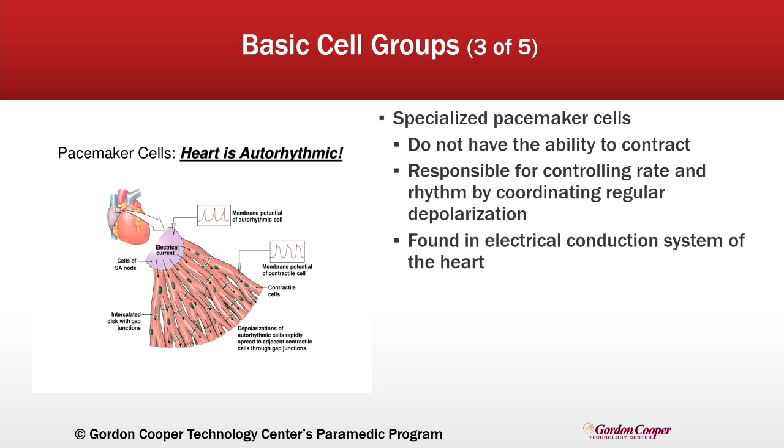Now the location in the heart: these pacemaker cells are located in the heart's electrical conduction system. So it includes important areas like the SA node, or the sinoatrial node, and the AV node, the atrioventricular node. Both of those play key roles in starting and regulating the heartbeat.